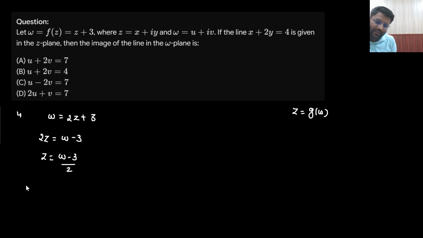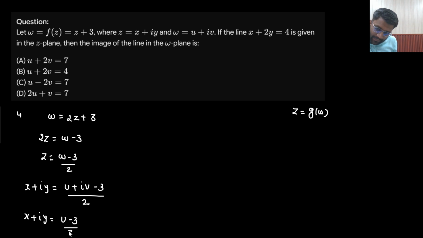Now, what is your z? So, z is nothing but x plus iota y. And what is omega? U plus iota v, minus 3, divided by 2. Right? Did you understand this point? In place of omega, we have put u plus iota v. In place of z, we have put x plus iota y. So, from here, what you can see? Sir, x plus iota y equals to u minus 3 divided by 2 plus iota v by 2.